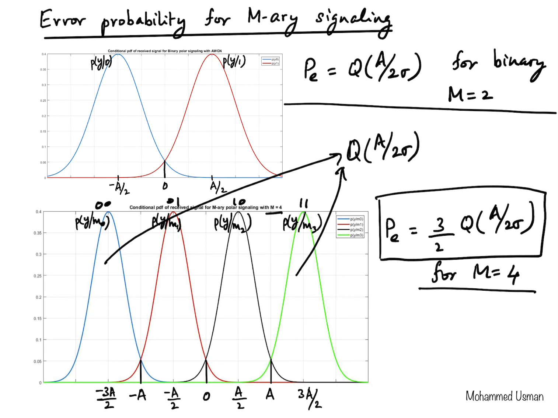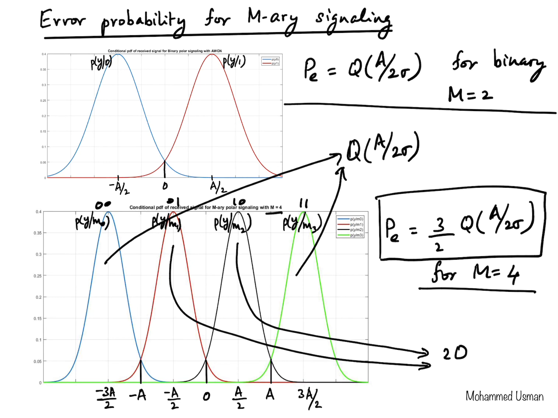And the symbols which are in between, which have two boundaries, have error probability which is double that of Q of A by 2 sigma. So M1 and M2, both these symbols have error probability given by 2 times Q of A by 2 sigma. And then we found the average error probability by taking the average of all of these, assuming equally likely transmission of the symbols, and we got the final answer as 3 by 2, which is 1.5 times Q of A by 2 sigma.